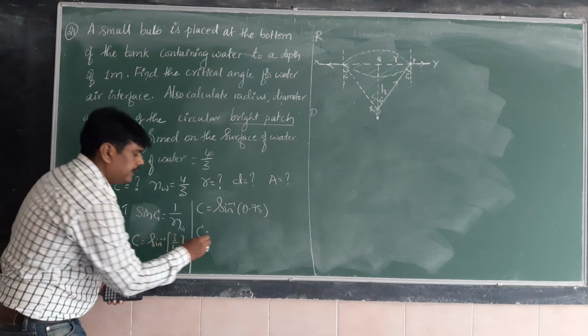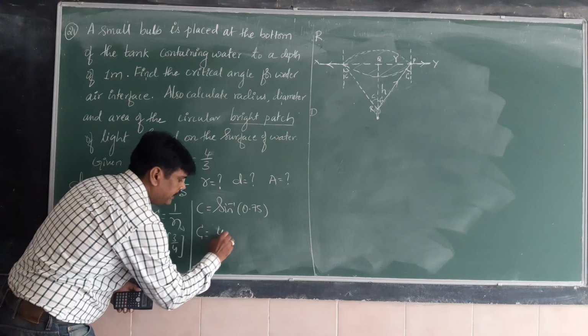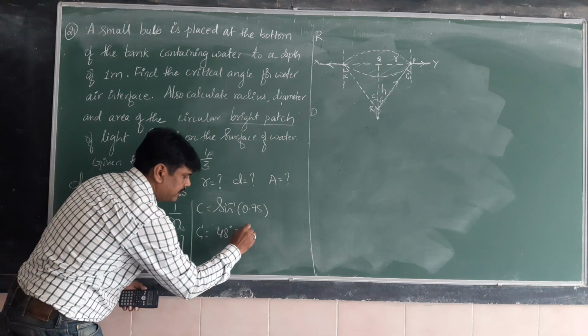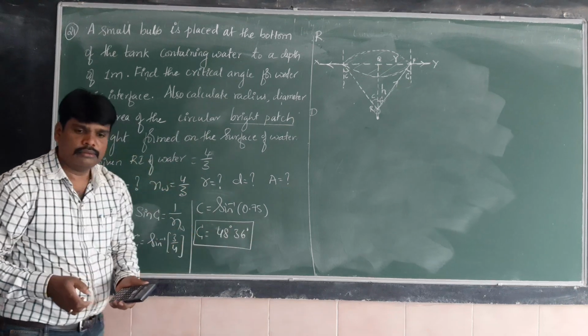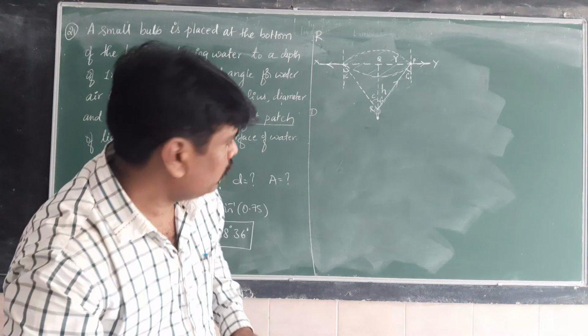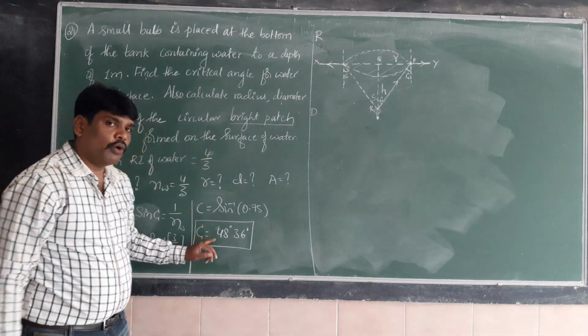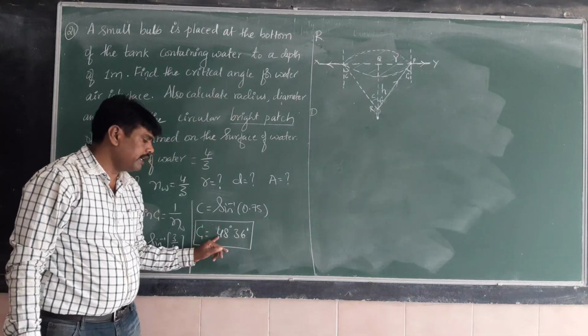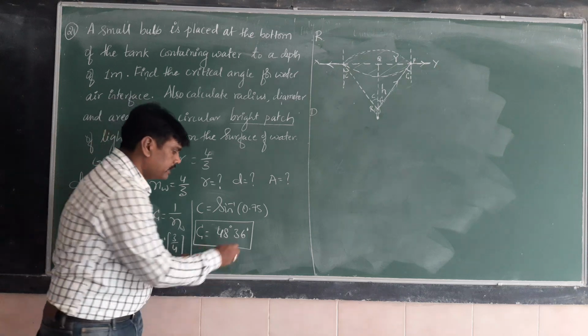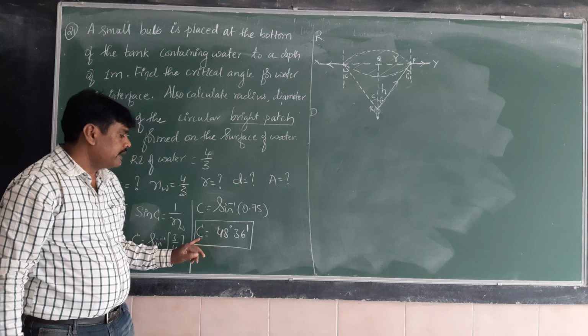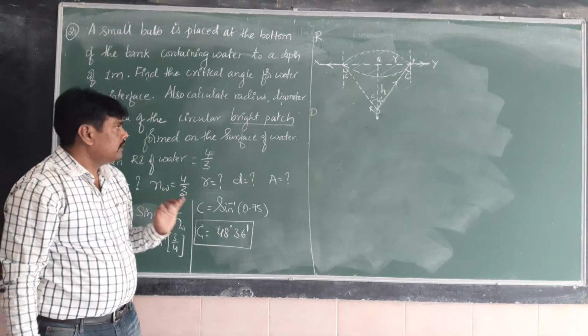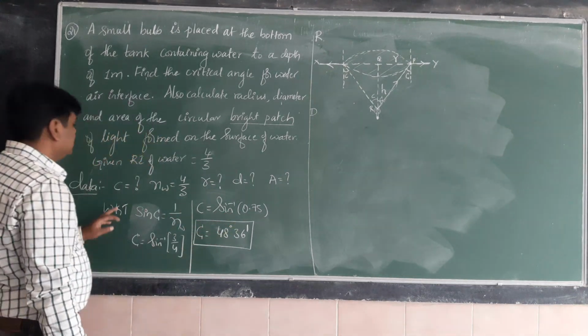It is 48 degree 36 minutes. You have to remember this value, because if they ask what is the value of critical angle of water, the exact value of critical angle of water is 48 degree 36 minutes. Right? So come to the next calculation.